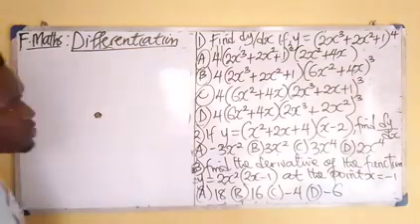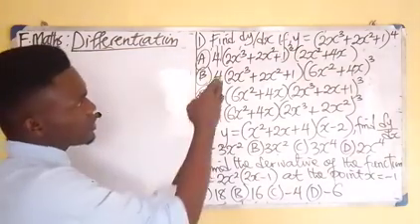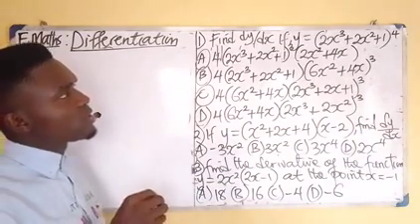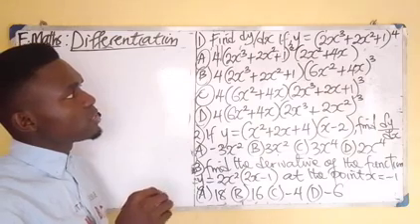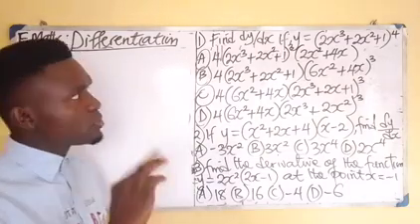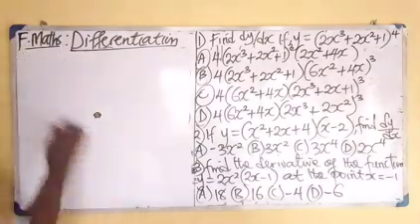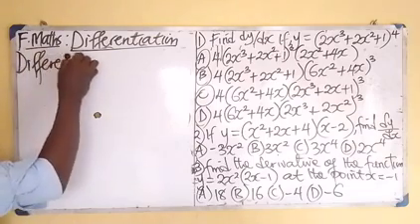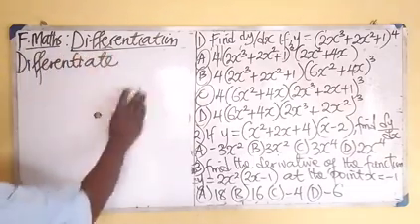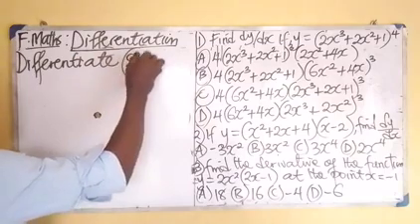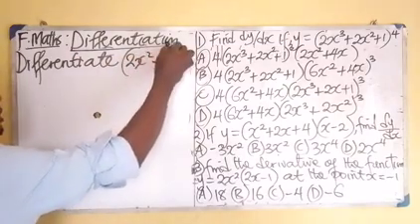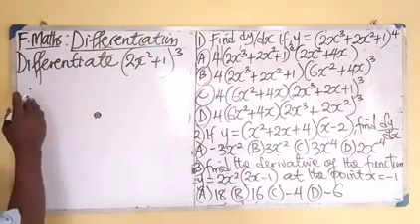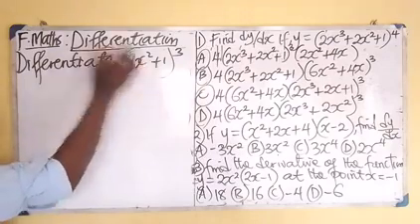Now, before we do justice to this, should I solve these ones first? Okay, no, let me start with the simple ones. Let me start with the simple ones. Differentiate 2x squared plus 1 raised to power 3. In other words, find dy dx.